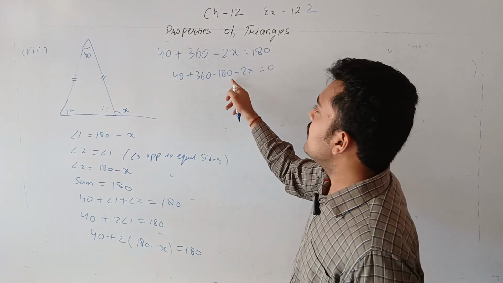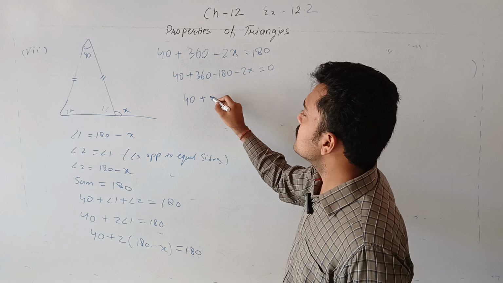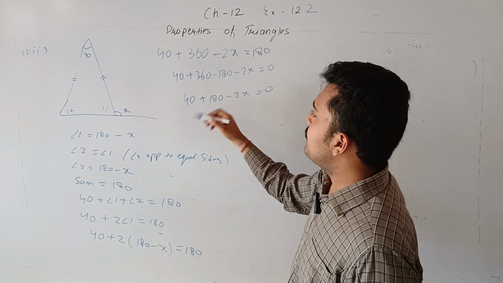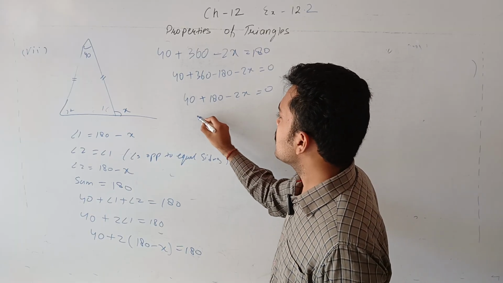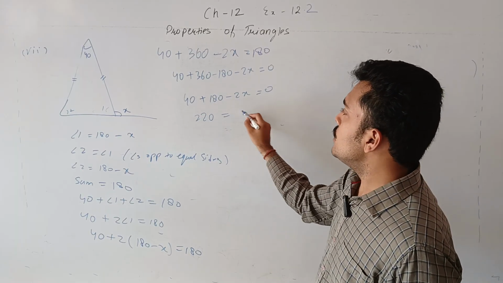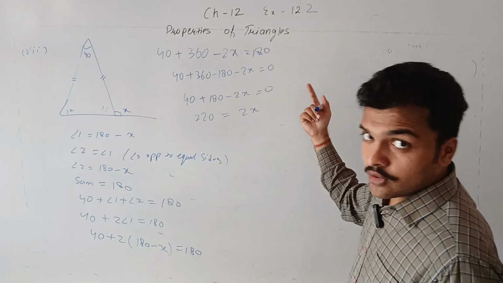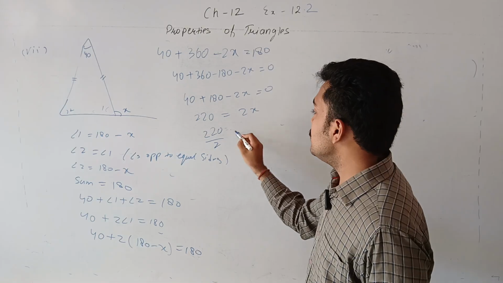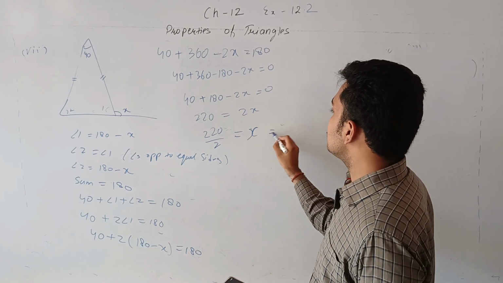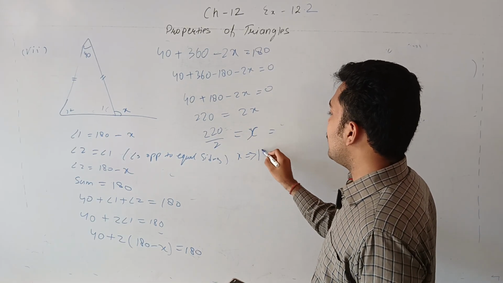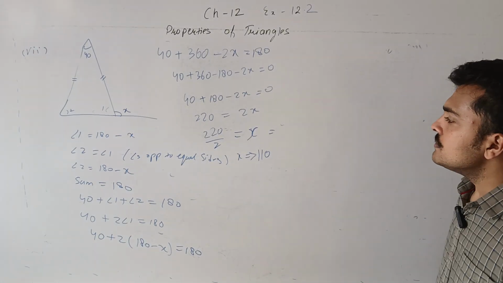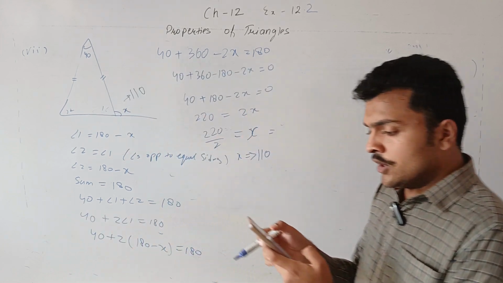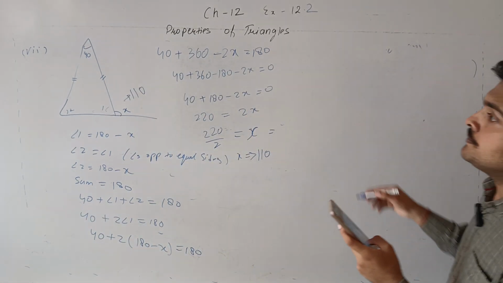So 360 minus 180 is 180. 40 plus 180 minus 2x comes out to be 0, and 40 plus 180 is 220. 220 is equal to 2x, because when x goes to the other side it will become positive. So x is 220 divided by 2, which comes out to be 110. So this angle is 110. Now we will do the next question, question number 8.